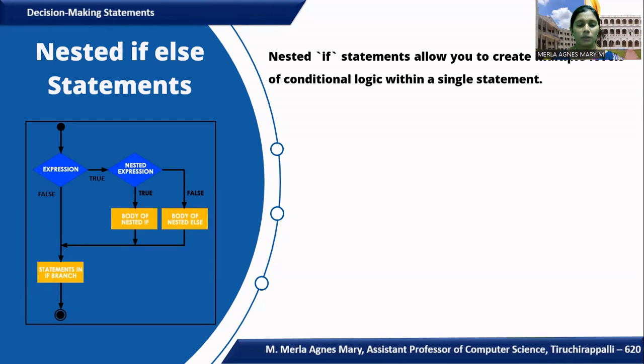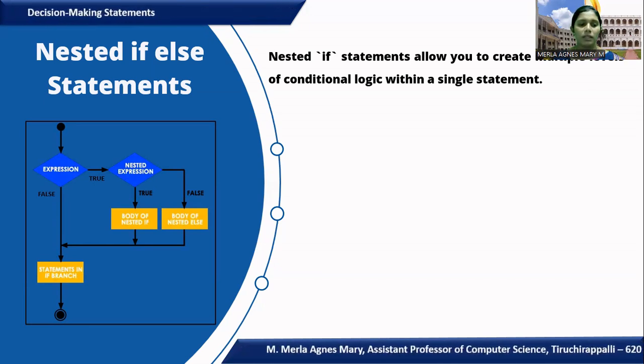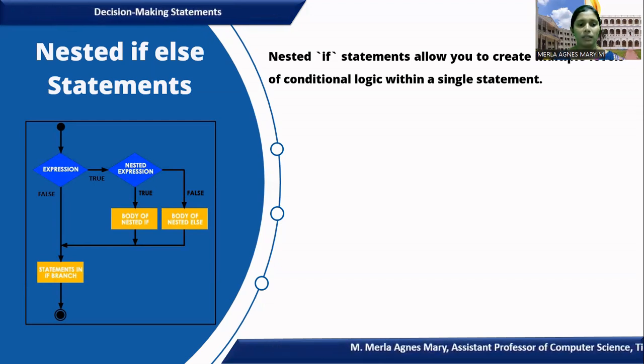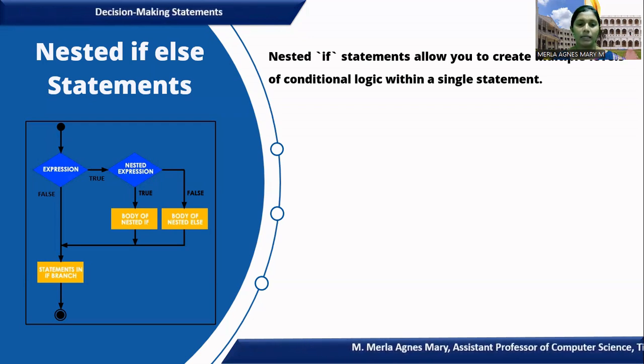If the nested expression is false, it moves on to the body of the nested else part, and then it comes to the statement in the if branch, and it is printed and exited. So if the first if condition itself is false, it directly moves on to the false part, and the statement at the last will be printed and it will be exited.